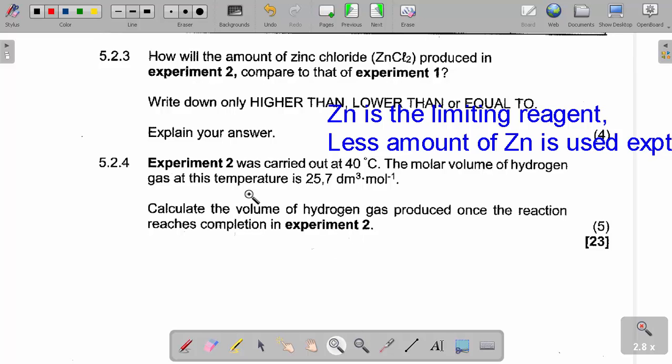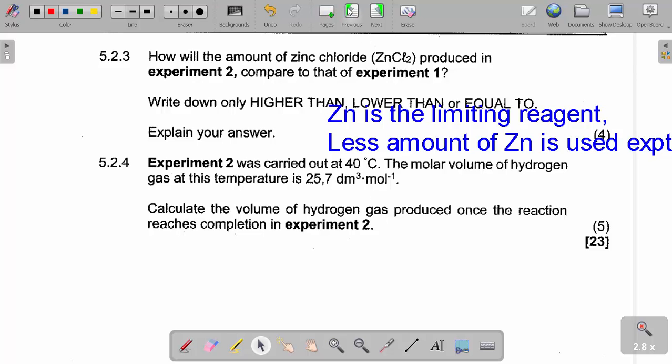Next question. They say experiment 2 was carried out at 4 degrees Celsius. The molar volume of the hydrogen gas at this temperature is 25.7 decimeters cubed. Calculate the volume of the hydrogen gas produced once the reaction reaches completion. Now let us check our equation again. They're saying we need the volume of hydrogen gas produced.